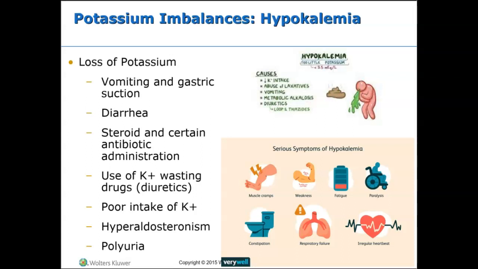It could be from hyperaldosteronism. It could be from polyuria. Again, it could be from potassium wasting drugs. So again, we have furosemide or loop diuretics, and we have hydrochlorothiazide or thiazide diuretics. Both of those are potassium wasting diuretics.